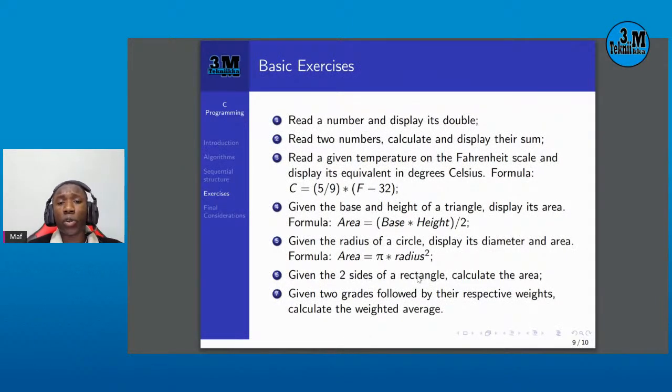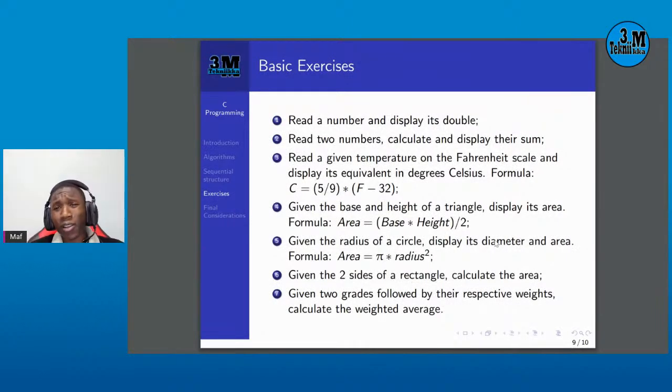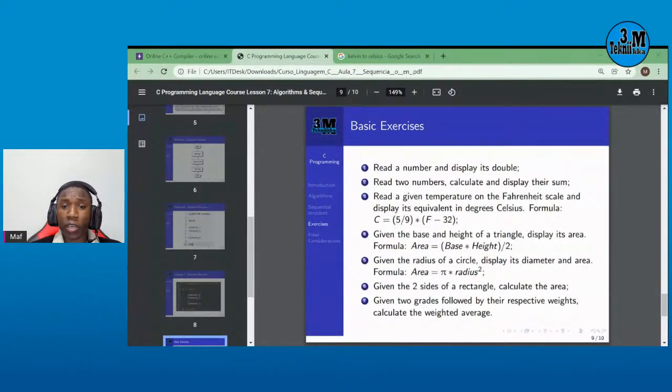These are the exercises we want to code using this structure in C. So the very first algorithm is this: read a number and display its double. That's quite easy. Don't be bored, because this might be interesting afterwards.